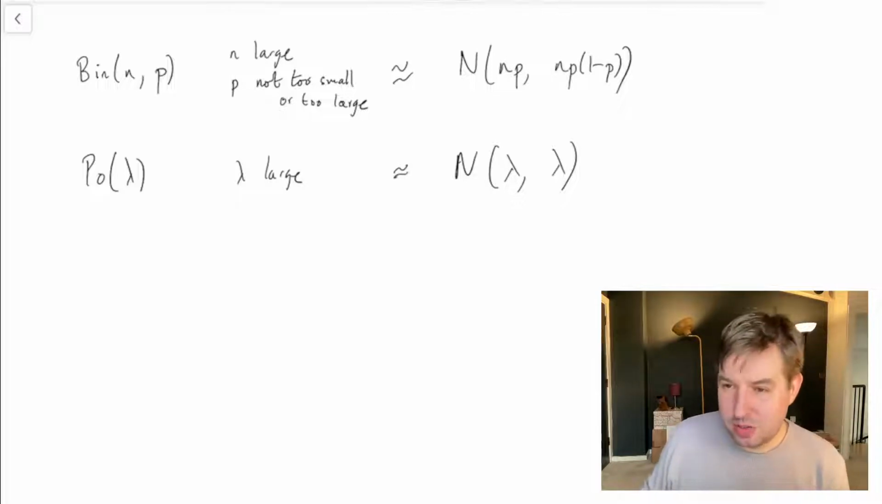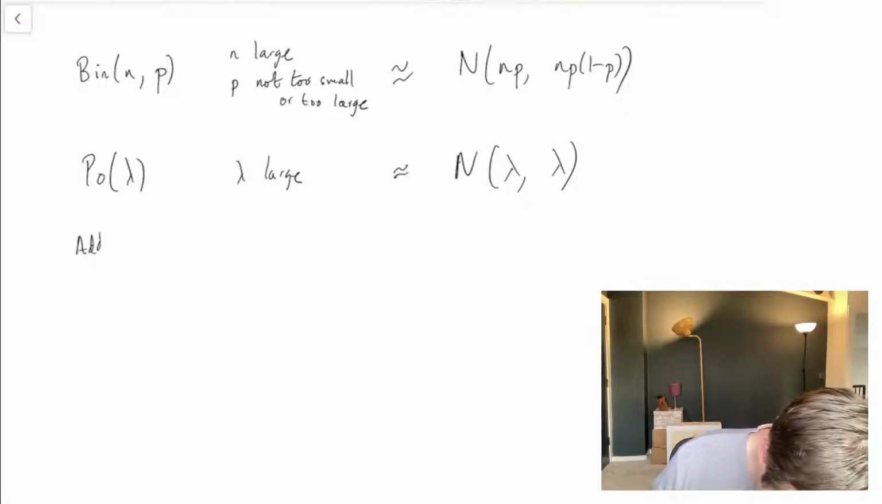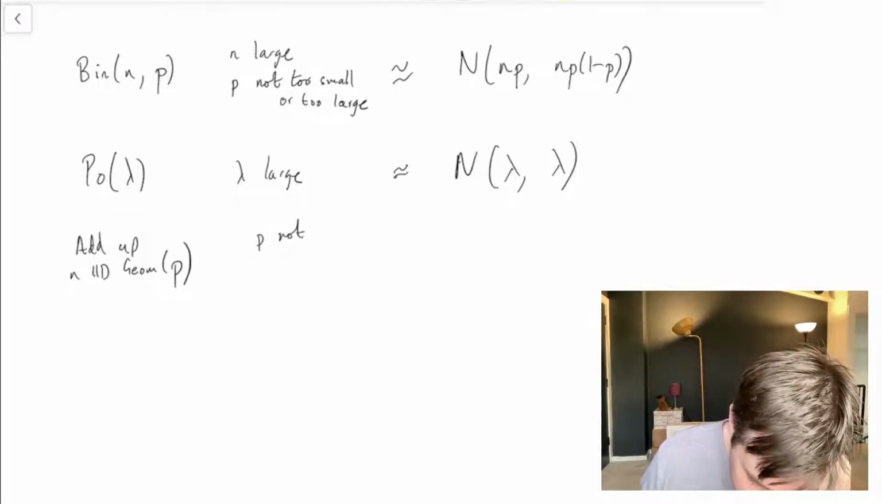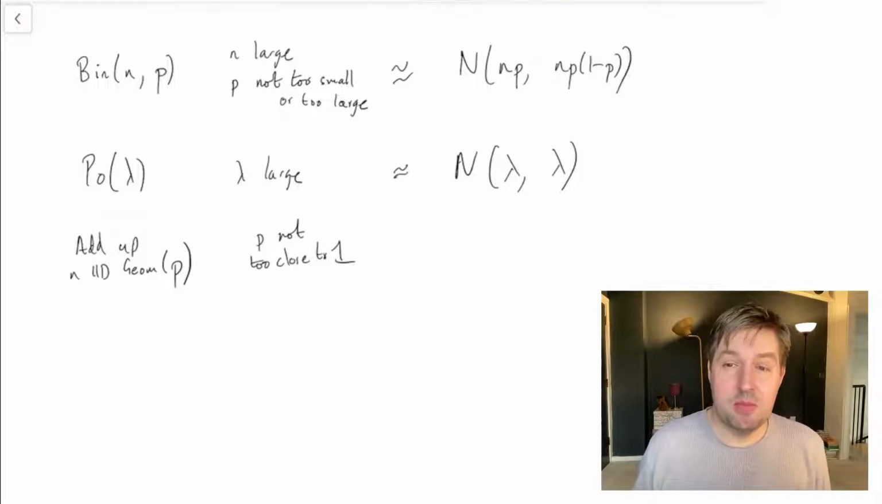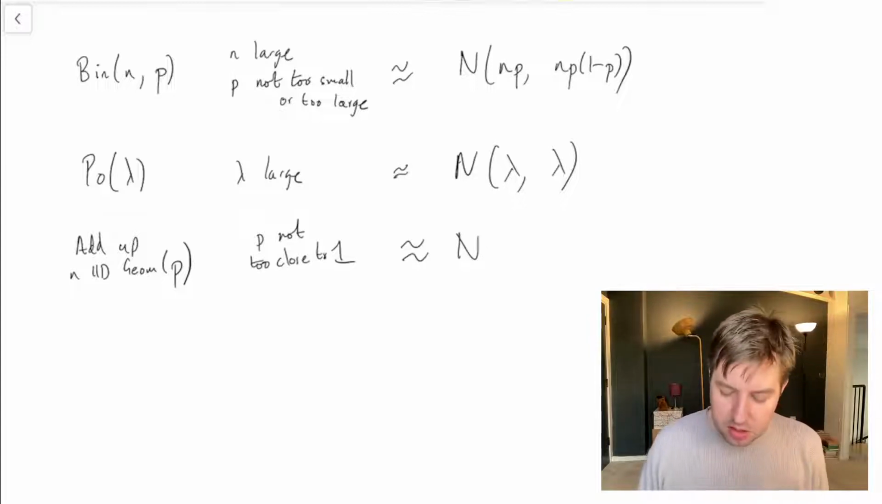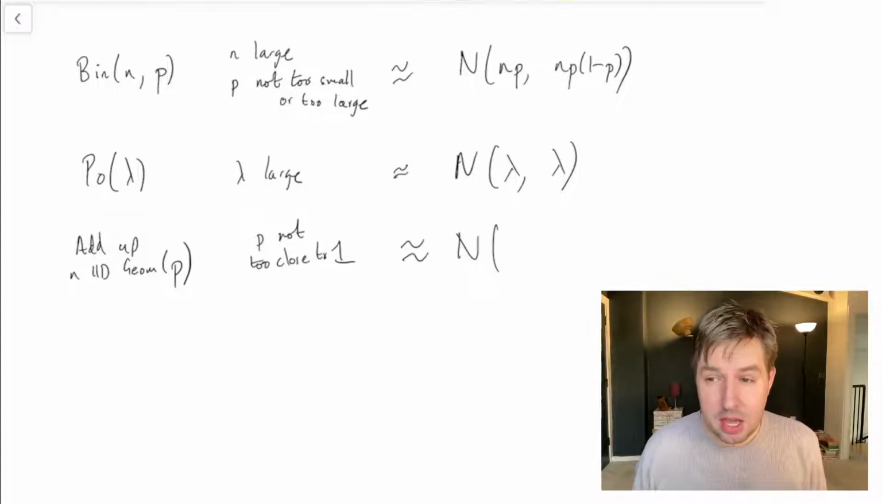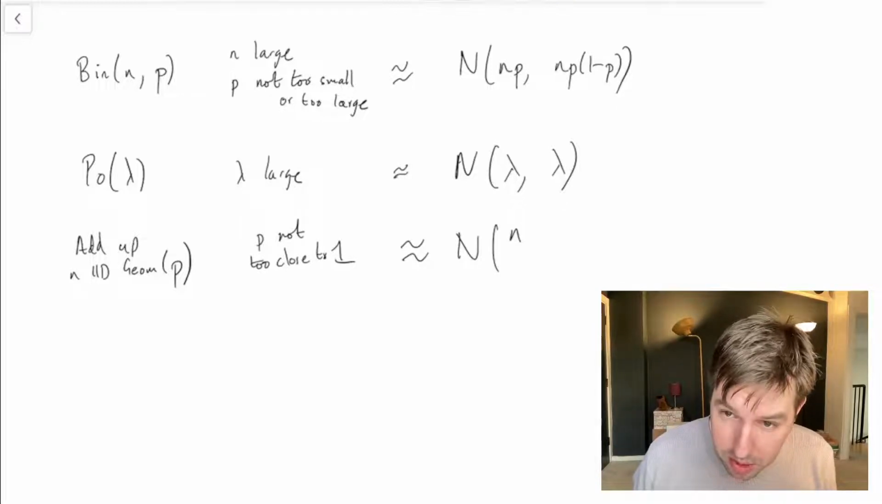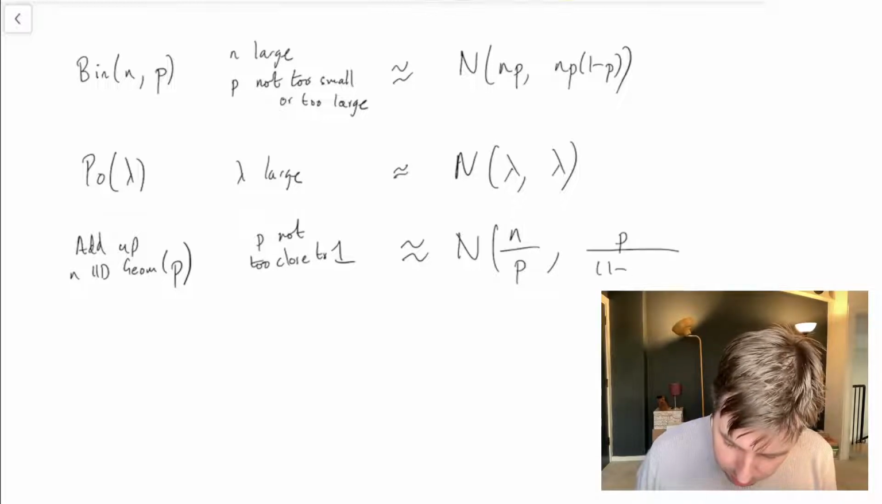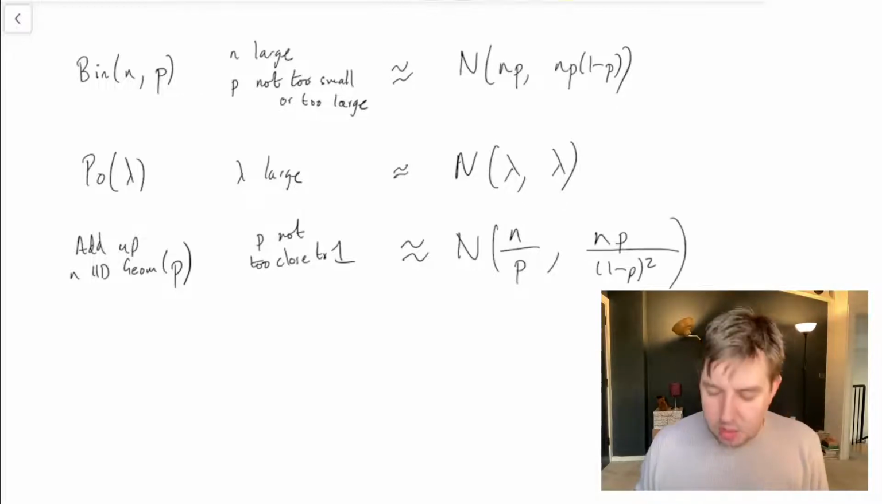If we add up n IID geometric(p)'s, again with p not too close to 1, that distribution, incidentally, has a name. Some people call it the negative binomial. But again, this thing is roughly normally distributed. The expectation of geometric(p) is 1 over p, so if we add up n of them, we'll get n over p. Similarly, the variance of one of them is (1 minus p) over p squared, so of n IID ones, we'll get n times that.